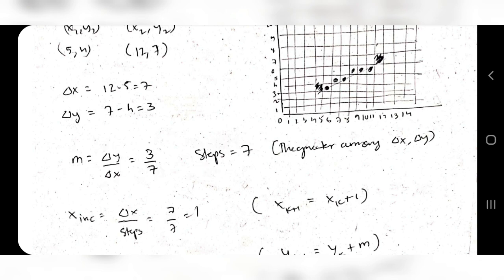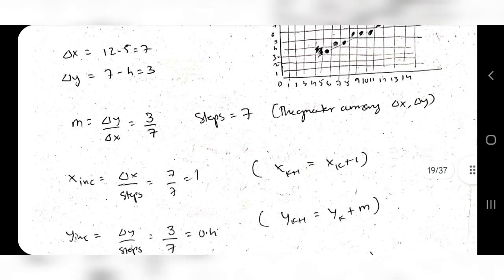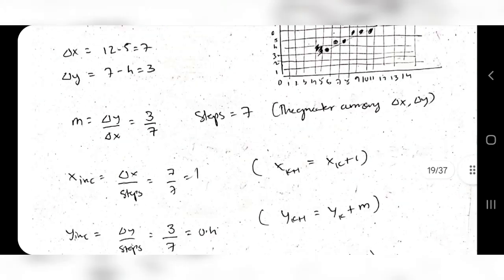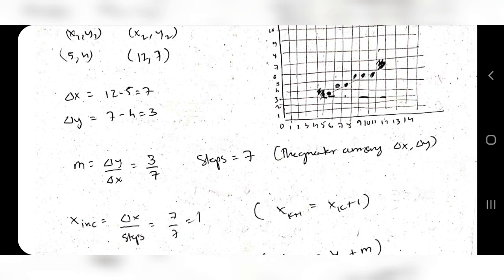So each time, how much will x be incremented, and how much will y be incremented? The total number of steps is 7. The x increment is delta x divided by the number of steps, and likewise delta y divided by the number of steps. 7 by 7 is 1, so each time x should increment by 1. And similarly, y should increment by some decimal value.